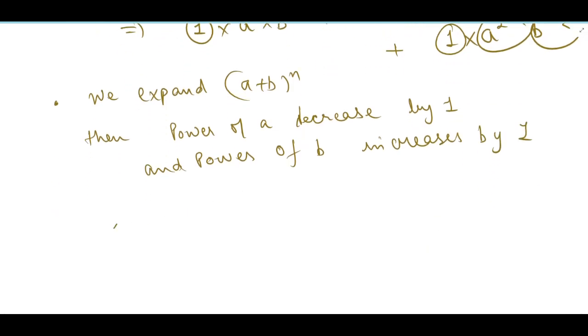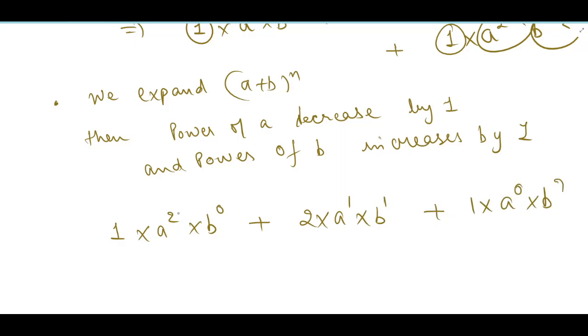As we can see in this expression, 1 cross a square cross b to the power 0, plus 2 cross a to the power 1 and b to the power 1, and 1 cross a to the power 0 and b to the power 2. So we can see a has the highest power at the starting point, then it decreases by 1, and at the end point it has the lowest power. So power of a is decreasing by 1.